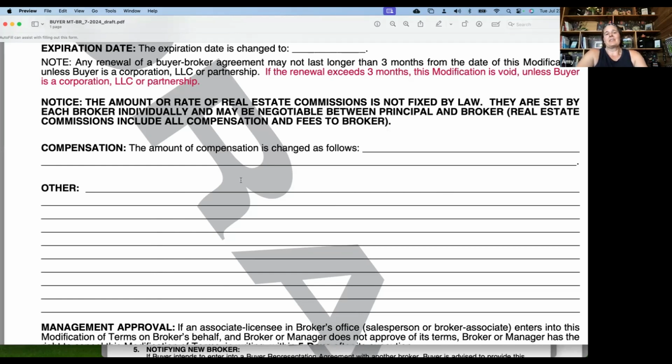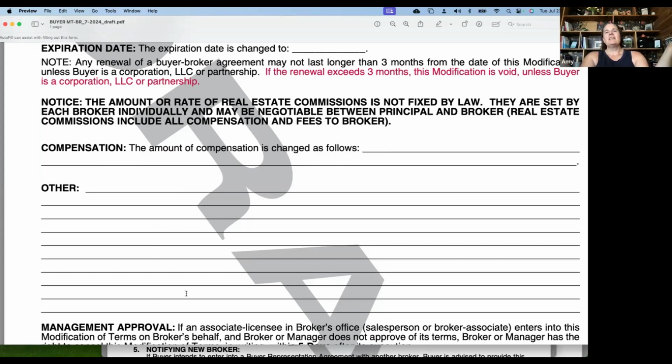So if it's compensation, it goes on the compensation line. If it's expiration date, it goes on the expiration line. And if it's other. Oh, we had this question come up yesterday. We had a situation where we had a buyer's rep agreement in place that we were going to do a modification on because the seller agreed to pay X% and the buyer was going to pay another portion of it that didn't match what was written on the BRBC.